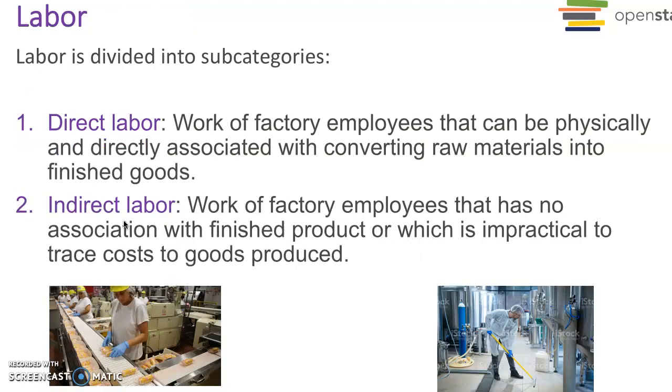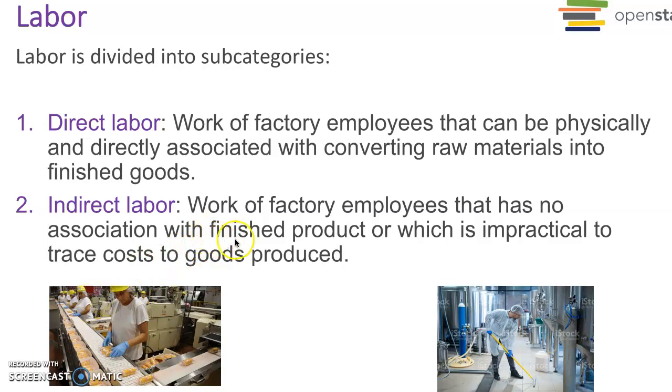Now let's go over labor. Again, for accounting purposes, calculating a manufacturing company's cost of product, we divide labor into two subcategories. Direct labor is the work of those employees that work directly with the end product. So people who are on the assembly line assembling the product are considered direct labor. So any wages or salaries we pay to the assembly line workers are considered direct labor.